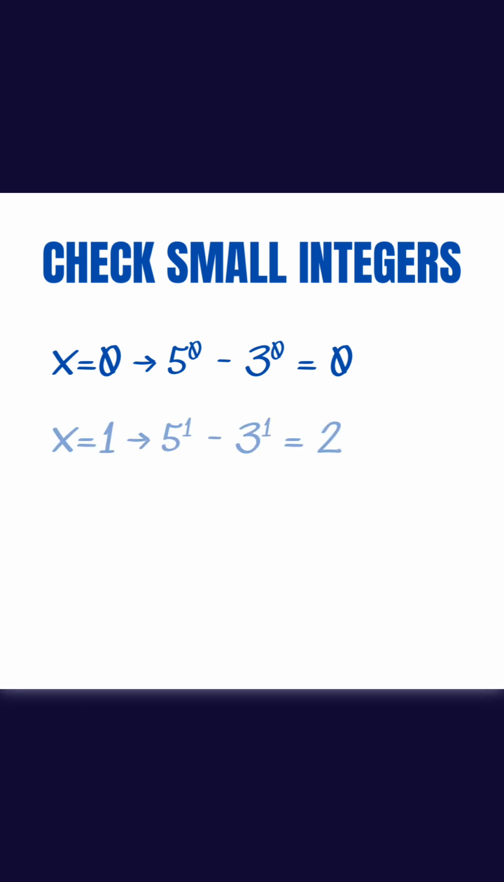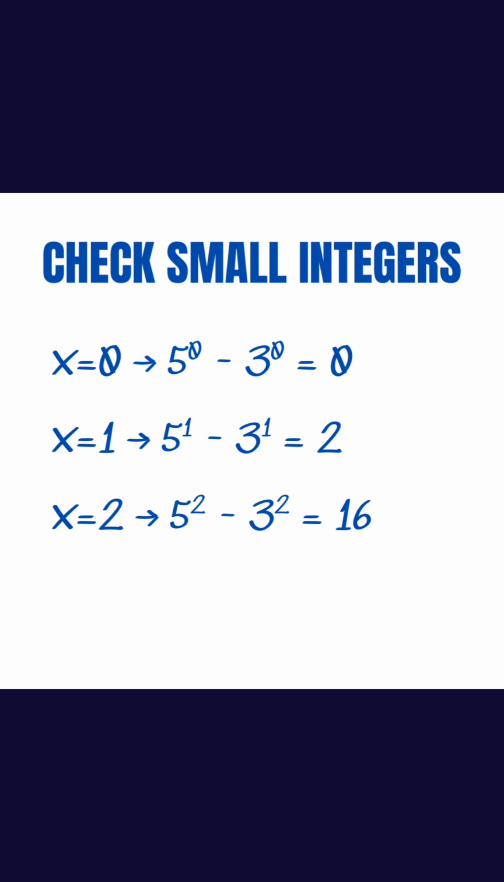Let's check some small integer values of x. If x equals 0, 5 to the power 0 minus 3 to the power 0 equals 0. If x equals 1, 5 minus 3 equals 2. If x equals 2, 25 minus 9 equals 16. None of these equal 98.